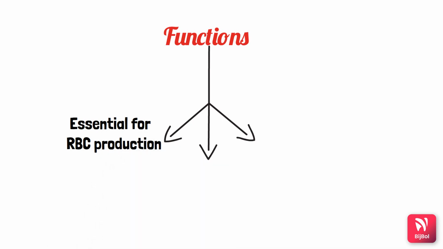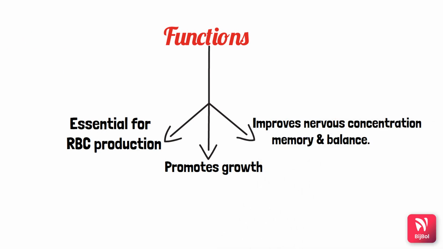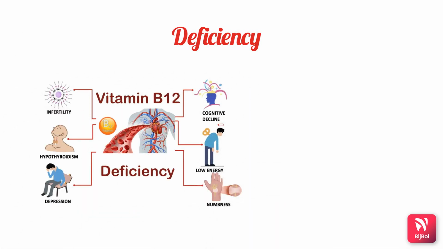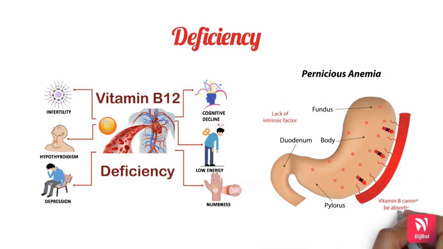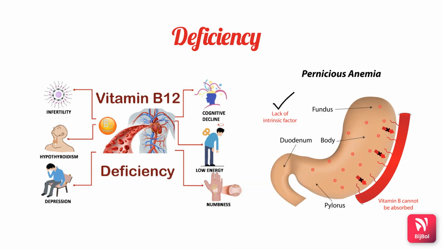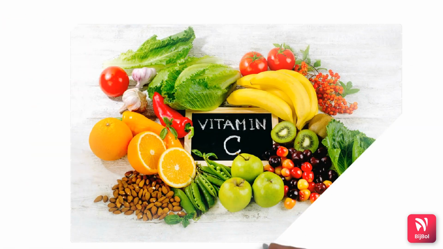Coming to the functions of vitamin B12, it is involved in varied functions. It is essential for RBC production. It also promotes growth, and it also improves nervous concentration, memory, and also balance. Coming to the deficiency symptoms of vitamin B12, deficiency symptoms include infertility, hypothyroidism, depression, cognitive decline, low energy, and also numbness. Apart from this, pernicious anemia, a vitamin B12 deficiency, is due to the lack of intrinsic factor in the stomach. Due to the lack of intrinsic factor, vitamin B12 cannot be absorbed in the stomach. So this is called pernicious anemia.